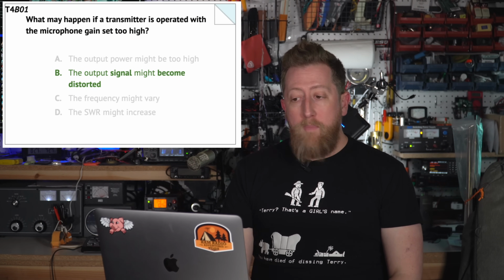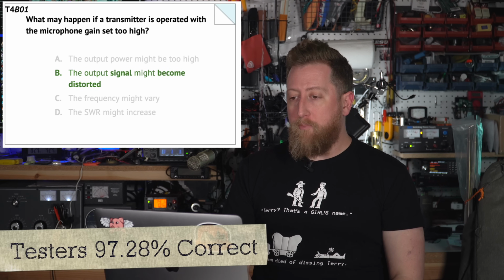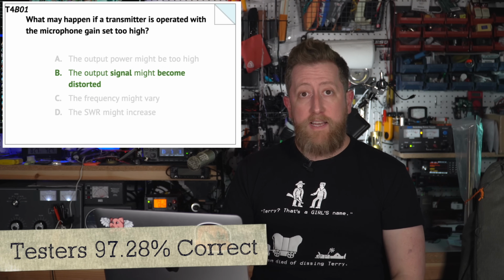Okay, so that was the T4As. We're going to go right over to the T4Bs now. Now, T4B is about antenna radio practices and station setup and actually using the radio and some of the features of your radio. T4B01, what may happen if a transmitter is operated with the microphone gain set too high?